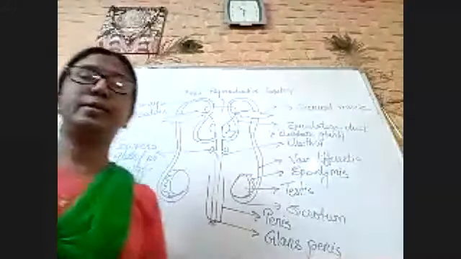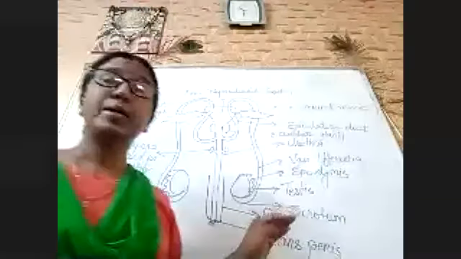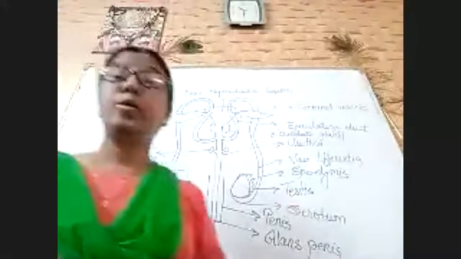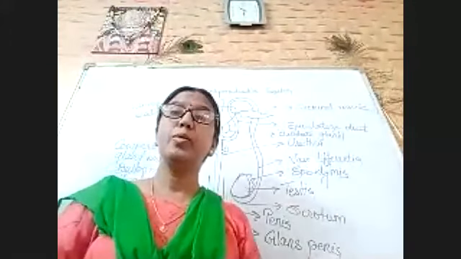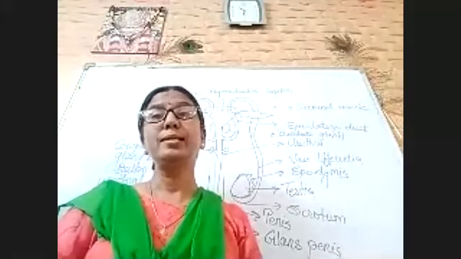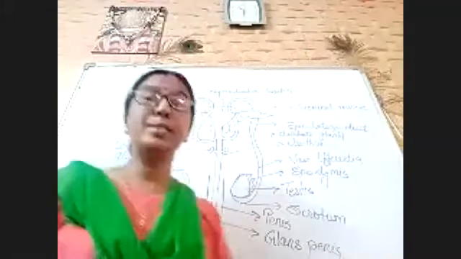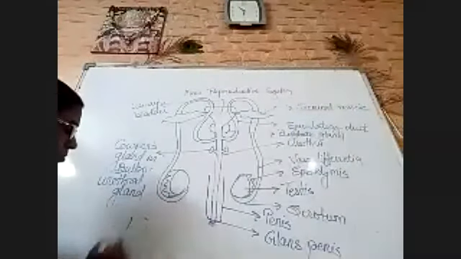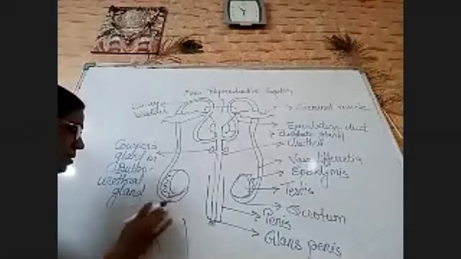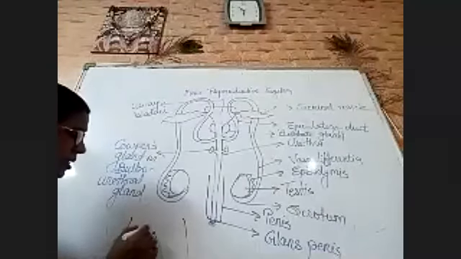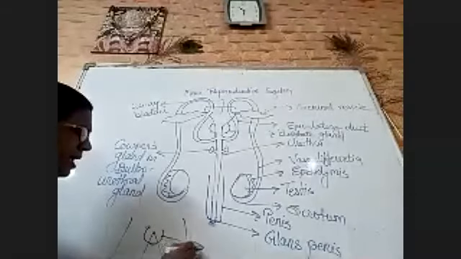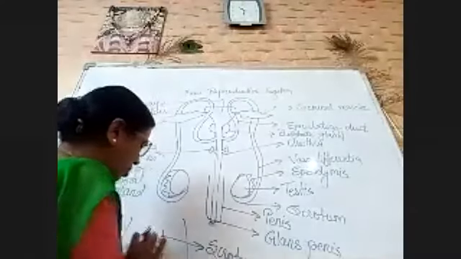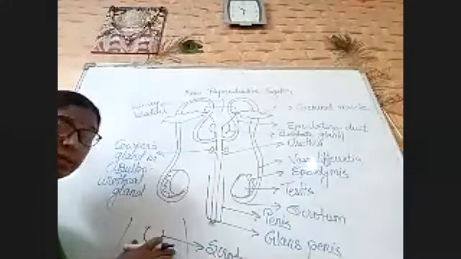So here, the first part that we will see is the testes. The testes are called the male gonad. These male gonads are present outside the abdomen. See, this part is the lower abdomen, and these are present outside the abdomen in the sac-like part which we call the scrotum. This scrotum is present in between the thighs.